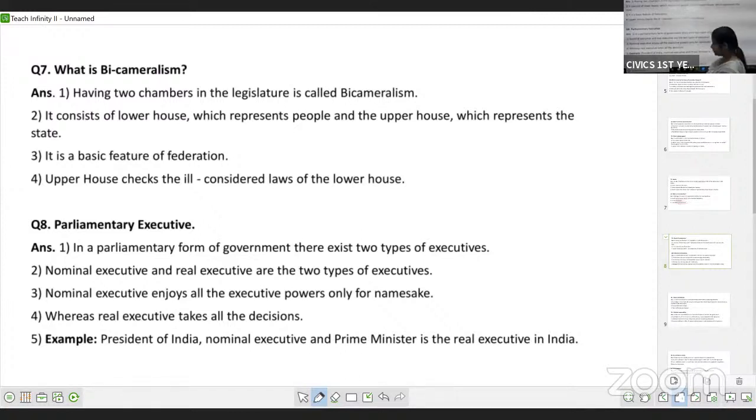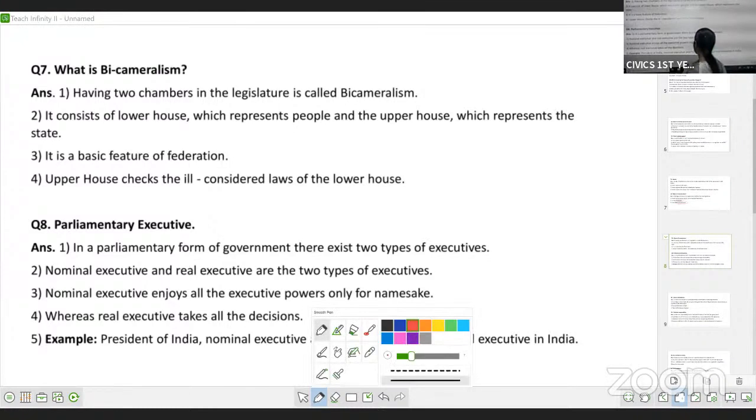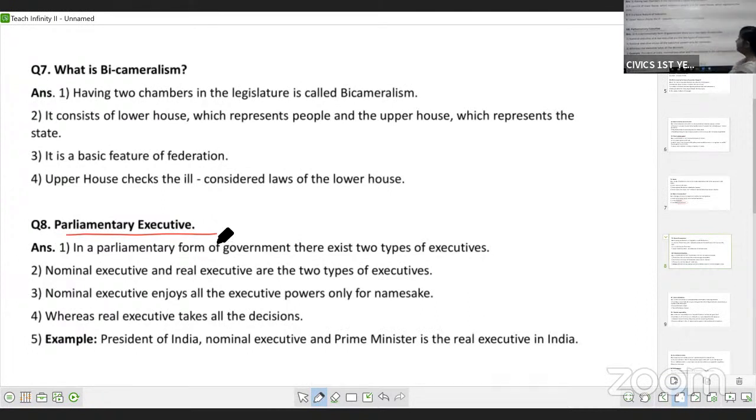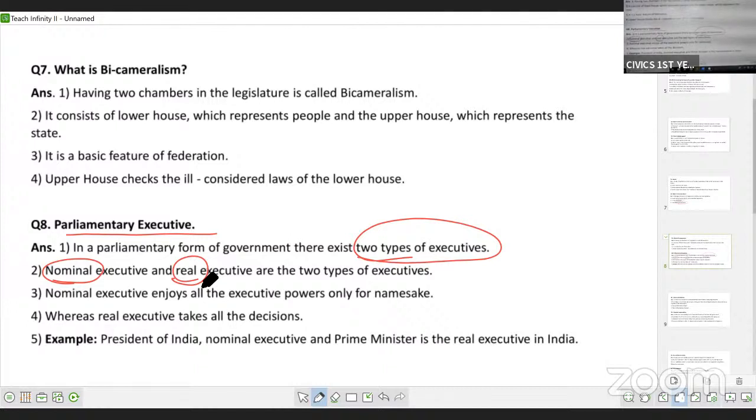Okay. The next is parliamentary executive. What do you mean by parliamentary executive? In parliamentary executive, you will have two executives. There are two types of executives. What are the two types? Here we have nominal executive and real executive. What are the two types of executives we have in parliamentary system? We have nominal executive and real executive.